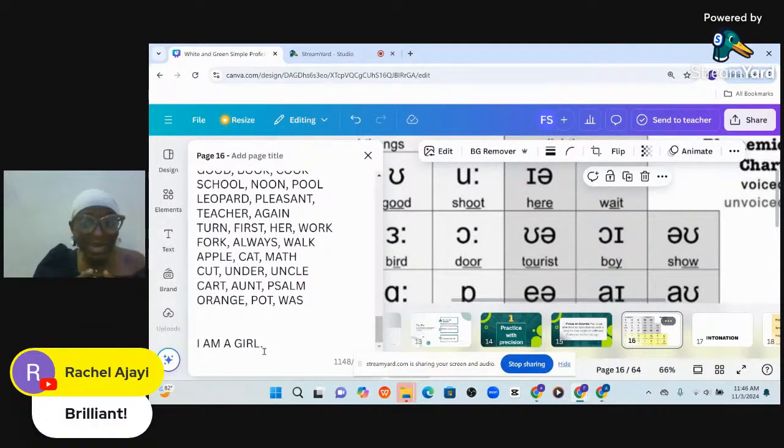So if I want to say it, I must glide when I get to the glide sound. I must say it short when I get to the short sounds. And I must go long when I get to the long word. So listen to my reading. I am a girl. Not "I am a girl."